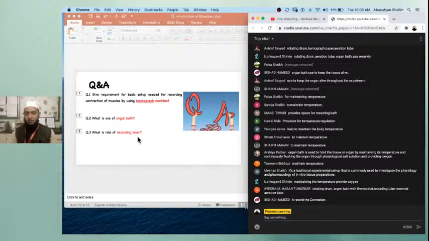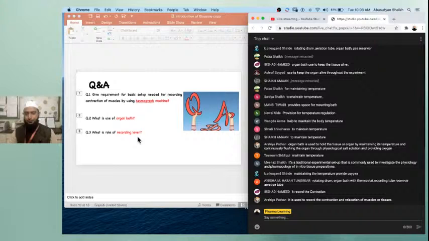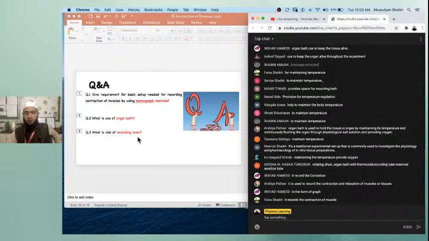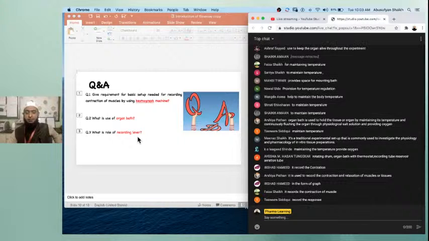Okay, so Irshad is first to give the answer. It records the contraction. Does it record only the contraction? Arshia has mentioned it is used to record the contraction and relaxation of muscle or the tissue. Very nice, Arshia. So it is used to record both contraction as well as relaxation.